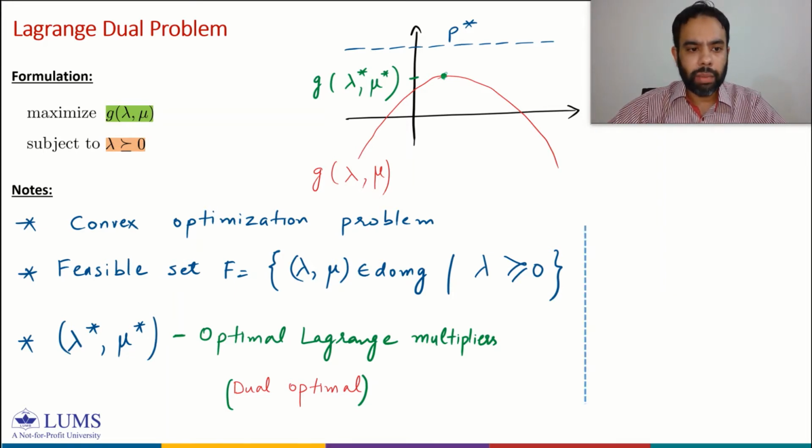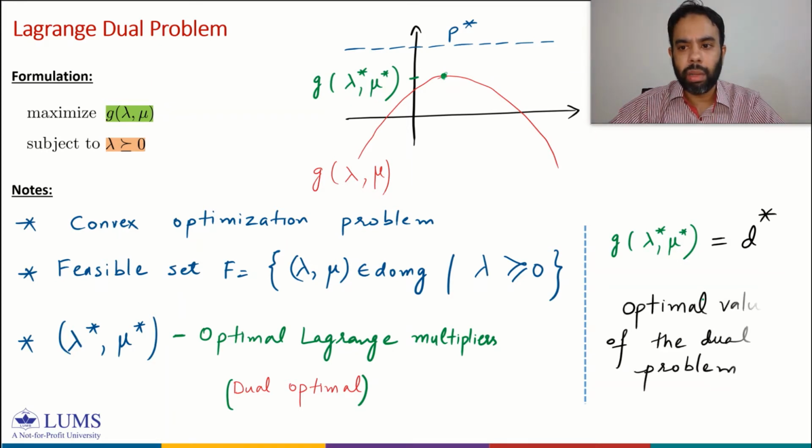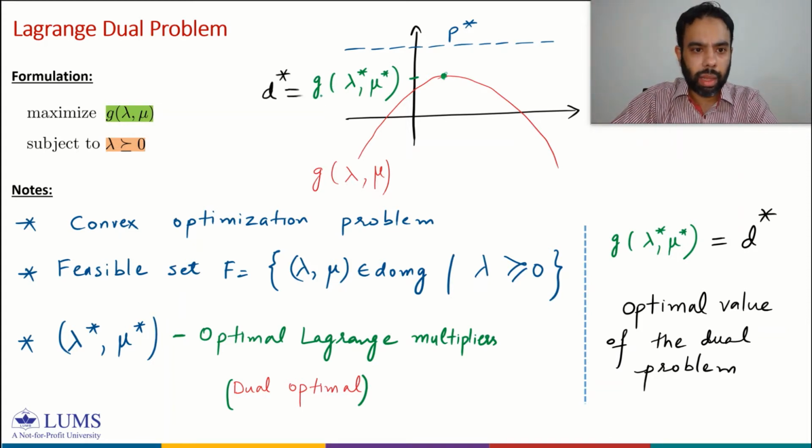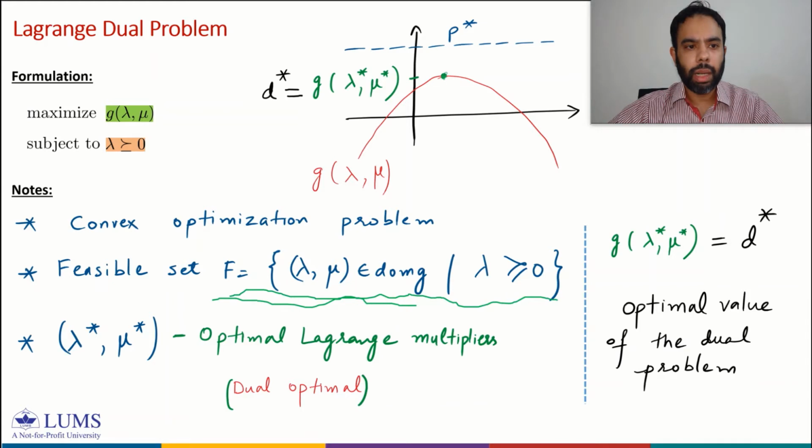And let us denote this value of the Lagrange dual function by D star. So D star represents the optimal value of the dual problem. And if you represent this on this graph, D star is in fact equal to G at lambda star, mu star. By solving this Lagrange dual problem, this maximization problem, we obtain D star, and D star is the best lower bound on P star. But the question here is, how close is D star to P star?